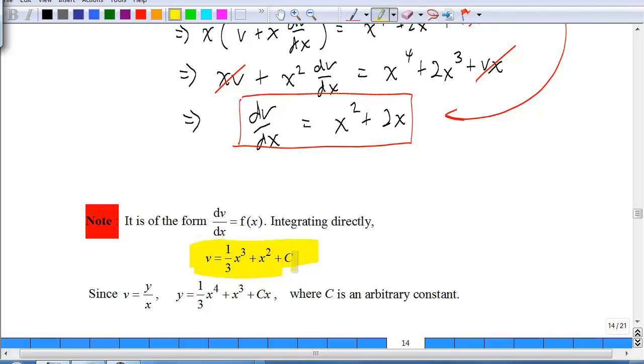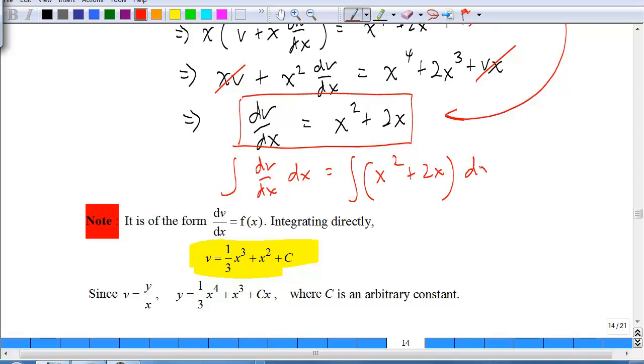If I were to write down one more step, it goes like this. Integrate dv/dx with respect to x, and on the right side, x squared plus 2x, dx. On the left side, when you integrate dv/dx with respect to x, you actually have v, and on the right side you just integrate each term to get what you see here. And again, don't forget that c is the arbitrary constant.